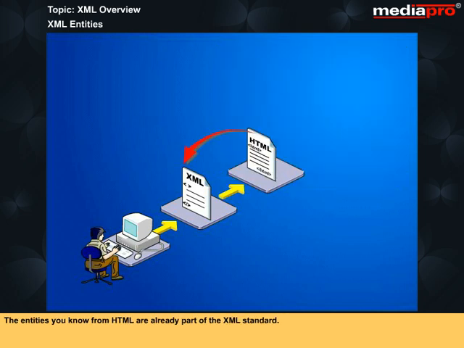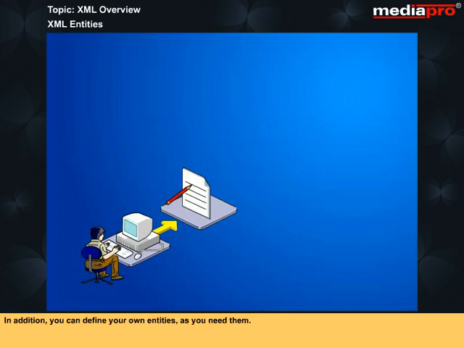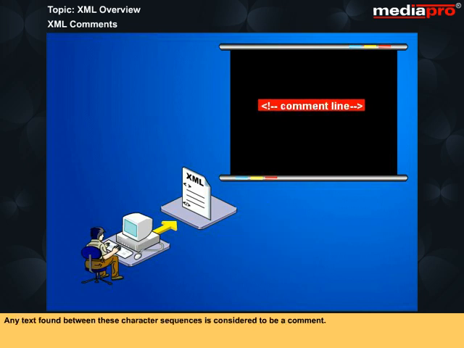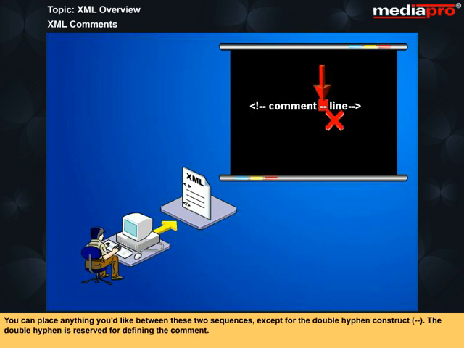The entities you know from HTML are already part of the XML standard. In addition, you can define your own entities as you need them. XML borrows the constructs shown here from SGML for creating comments. Any text found between these character sequences is considered to be a comment. You can place anything you'd like between these two sequences, except for the double hyphen construct. The double hyphen is reserved for defining the comment.